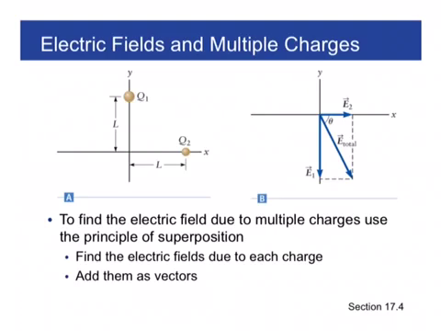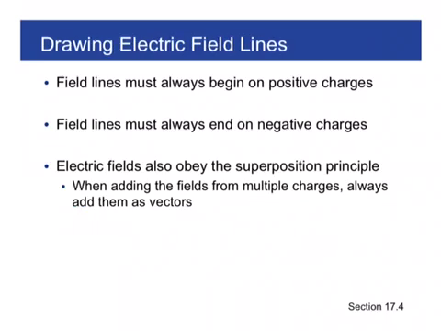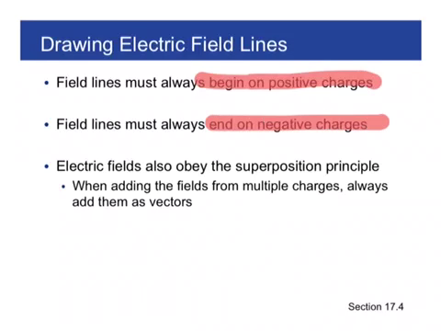To find electric field created by multiple charges, as on the previous slide, we'll need to use the principle of superposition, and we need to use vector addition. So you need to first find electric field due to each charge and then add them as vectors. When we draw electric field lines, we must obey certain rules. Field lines always begin on positive charges. Field lines must always end on negative charges. Electric field lines also obey the superposition principle. That means we have to add them as vectors.